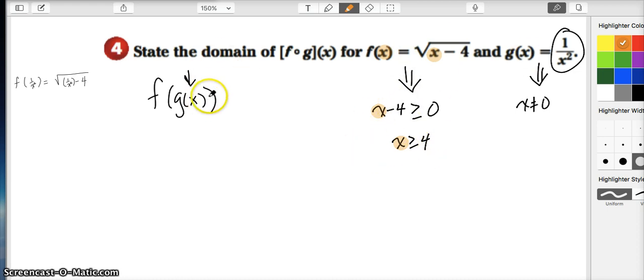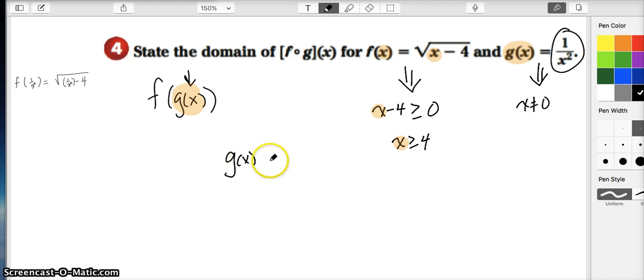What am I putting in there? I'm putting g of x in there. So g of x has to comply with this restriction. So what that really looks like in terms of an expression is that g of x has to be greater than or equal to 4. What is g of x? It's 1 over x squared.